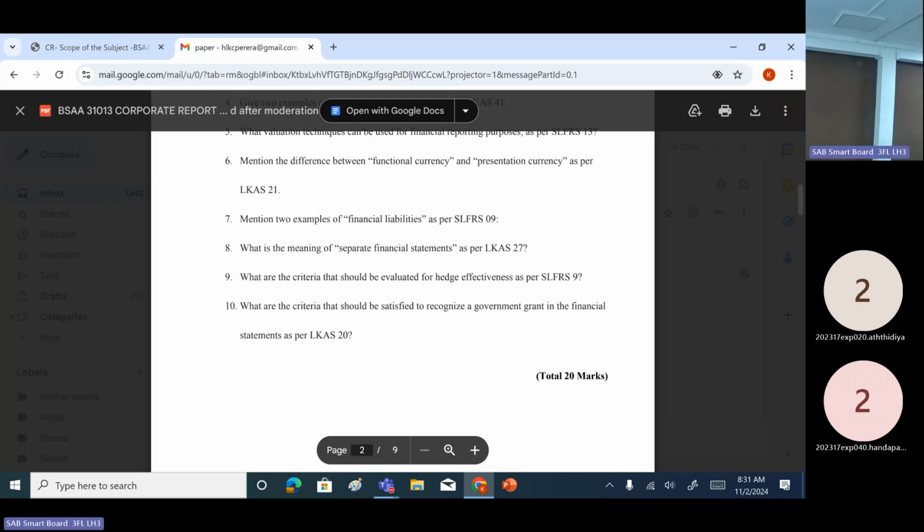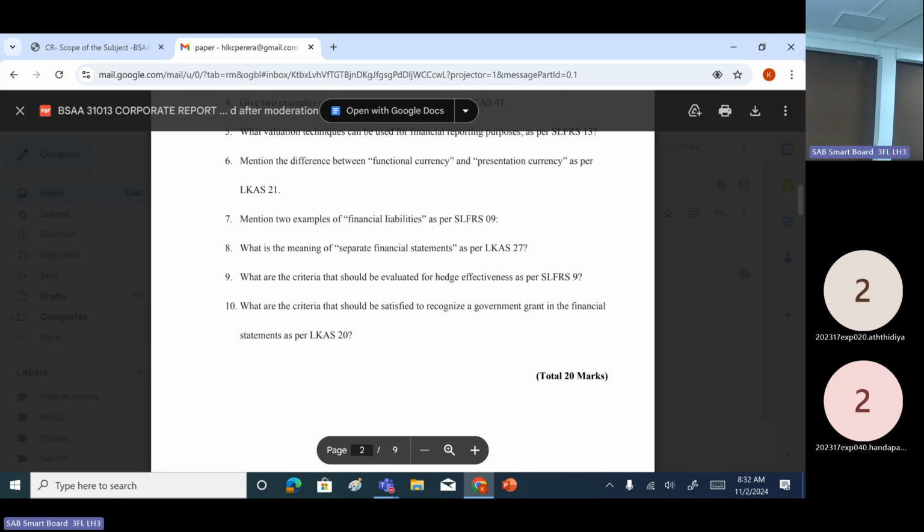What is the meaning of separate financial statements? Previously, we know the financial statement. Here we are learning what you mean by separate financial statement, 27. Consolidated financial statement, separate financial statement. What are the criteria that should be evaluated for hedge effectiveness as listed in 9? So you should know what a hedge instrument and hedged item are. Then we are supposed to learn about hedge effectiveness, how we are going to measure it.